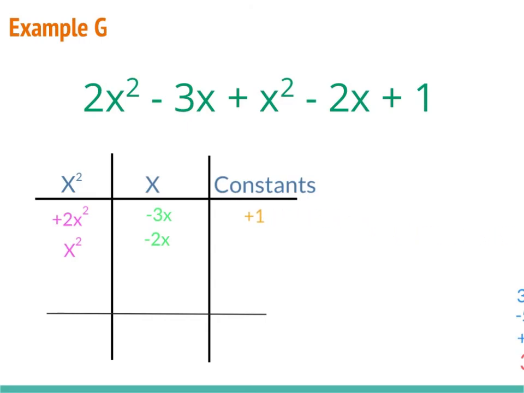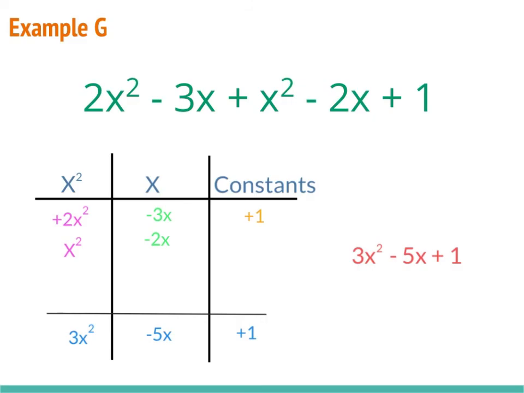So now I'm going to combine my like terms by adding them together. 2x squared plus 1x squared is going to give me 3x squared. Negative 3x and negative 2x are going to combine to give me negative 5x. And positive 1 doesn't have anything to combine with, so it's just going to be positive 1. So I'm going to have now a final expression of 3x squared minus 5x plus 1.